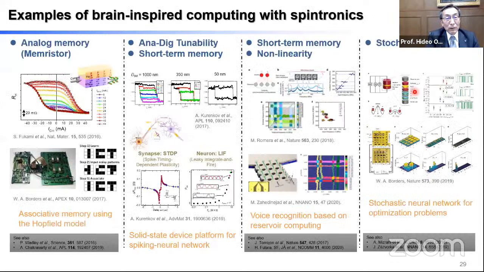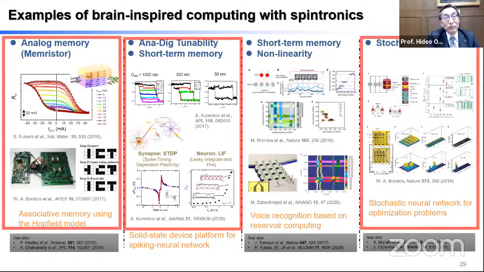Okay, these are examples of brain-inspired computing with spintronic devices. The leftmost part is showing analog memory for memristors, through to the rightmost part, which is utilizing stochasticity. We've been involved in 3 of those approaches out of 4. But again, because of the interest of time, I would like to concentrate on this stochasticity part.